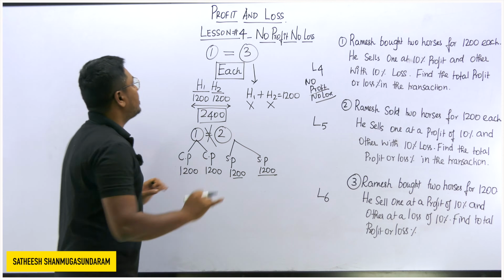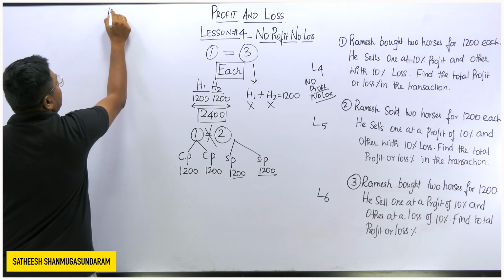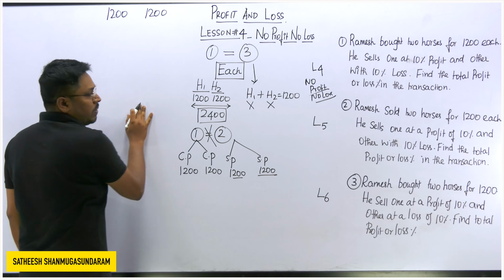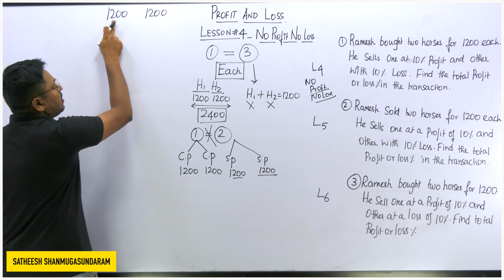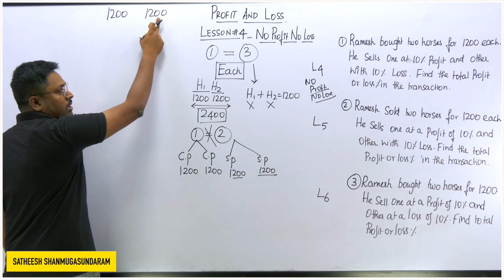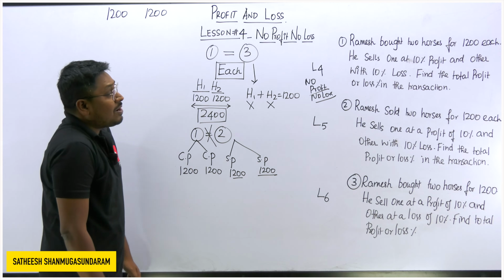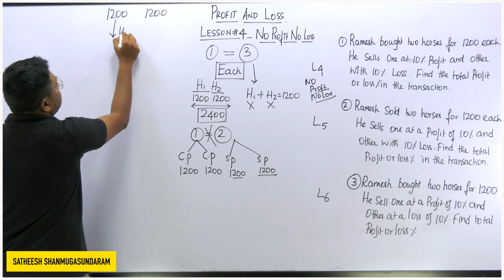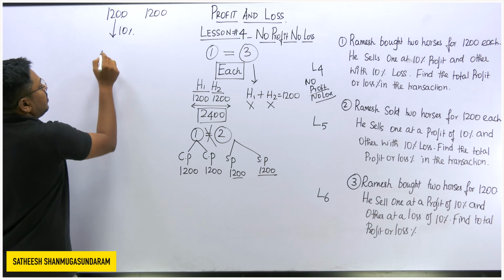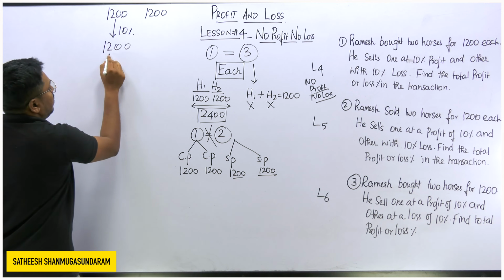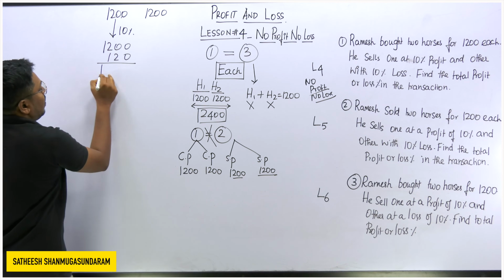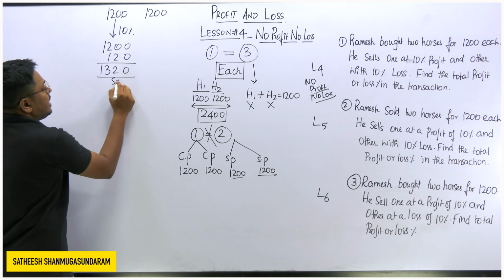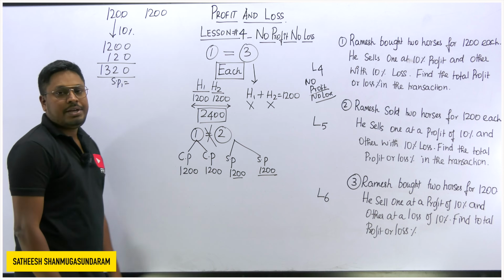If you want to solve, I can solve and show one question. First horse is how many rupees? 1200. Second horse is how many rupees? 1200. He bought two horses, one for 1200, another for 1200. He sold one horse for how much profit? 10%. So 10% profit. What is 10% of 1200? 120. So 1200 plus 120 is the profit, so 1320. Selling price of the first horse will be 1320.